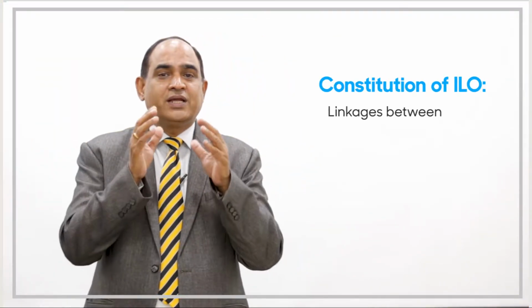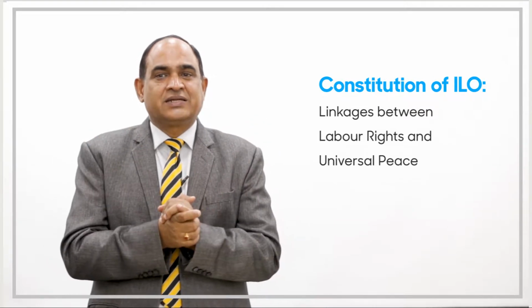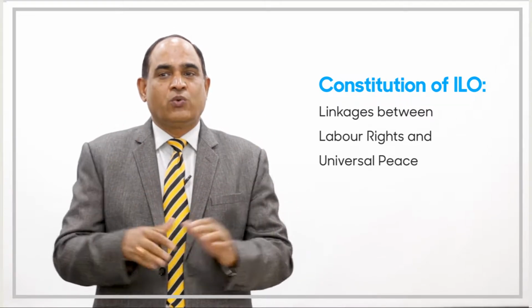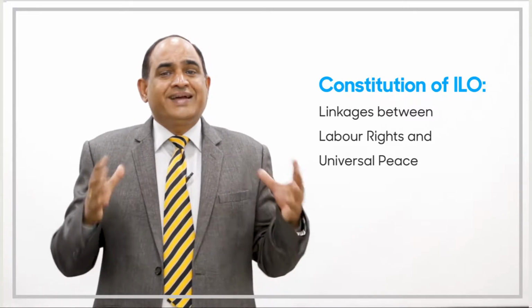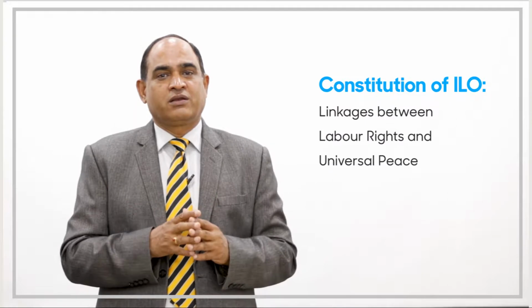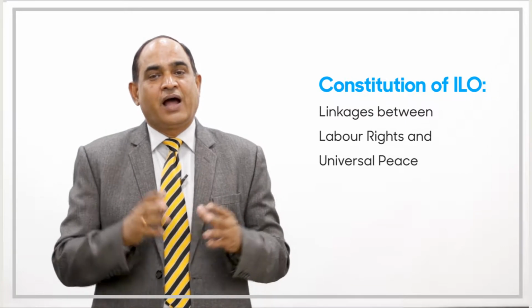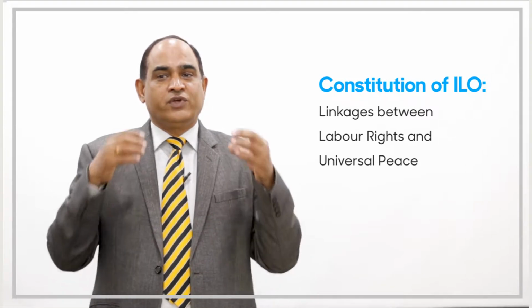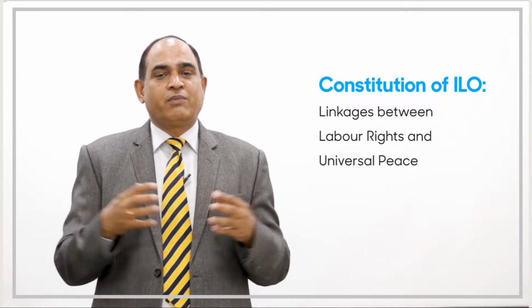In fact, if you look at the ILO constitution, it asserts that universal and lasting peace can be established only if it is based on social justice. In other words, they recognized the linkage between peace on the one hand and protection of labour rights on the other, and they recognized that both are linked, and that if universal and lasting peace is to be secured, it can only be based on social justice.